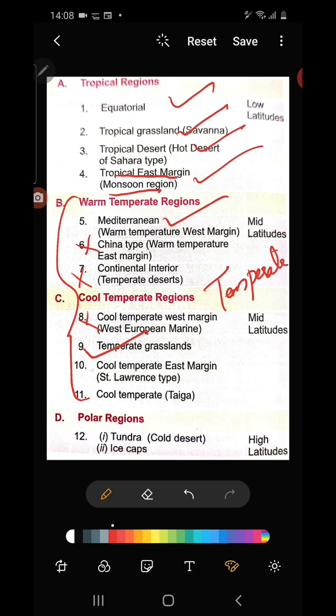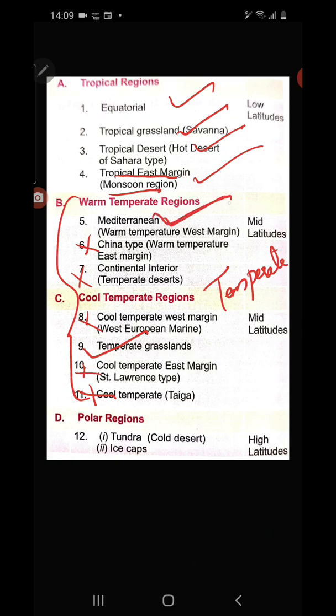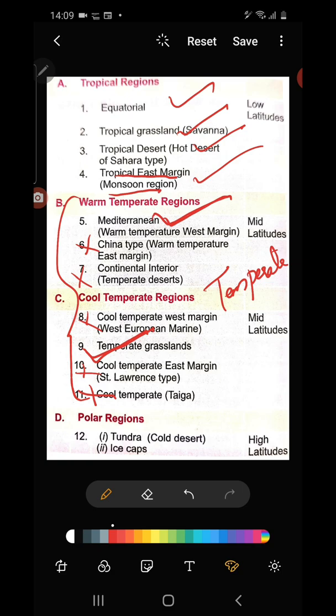Then cool temperate, this is also not there. Clear? So that means under the temperate region we need to study only the Mediterranean region and also temperate grasslands. These two natural regions which are lying in the warm temperate region we will be studying.